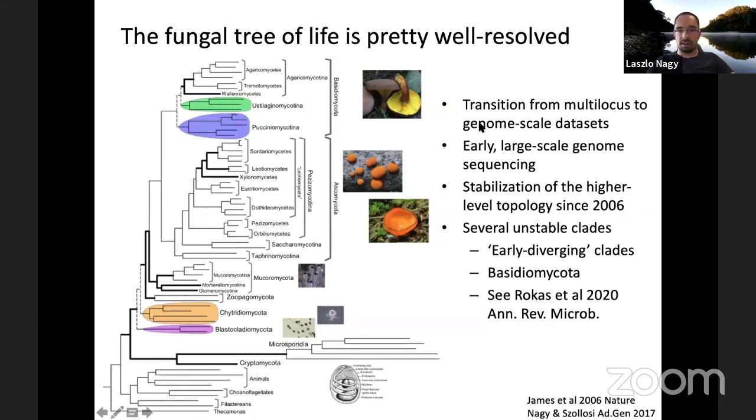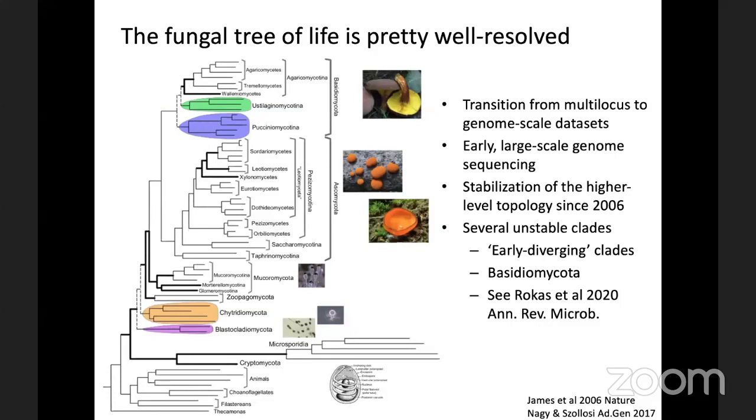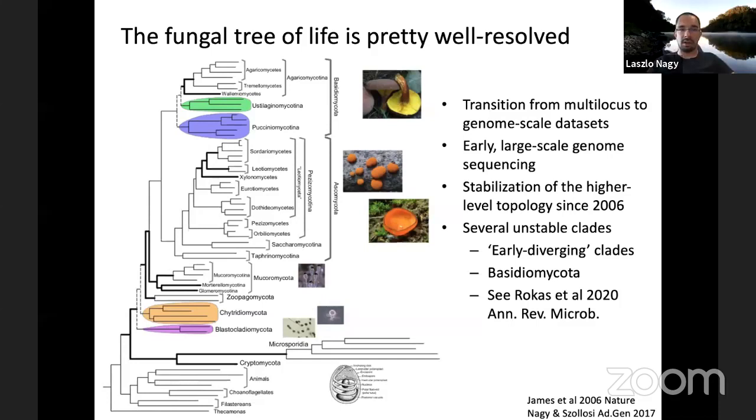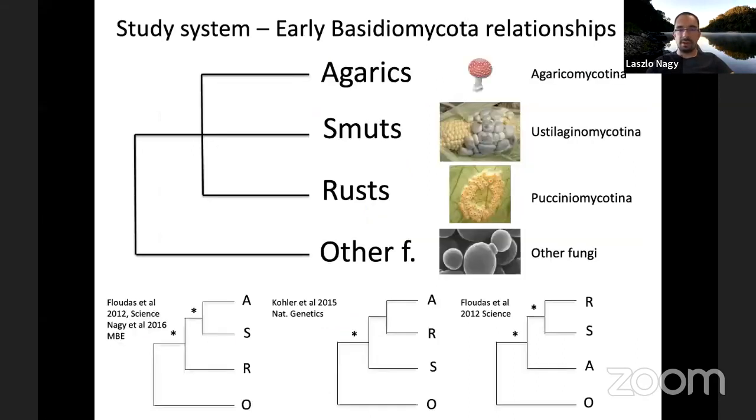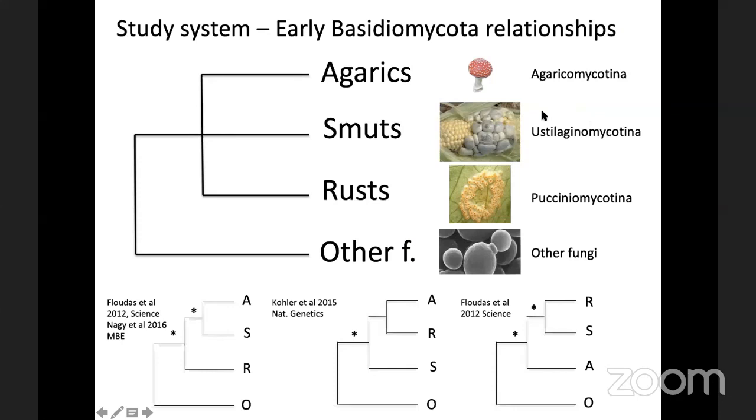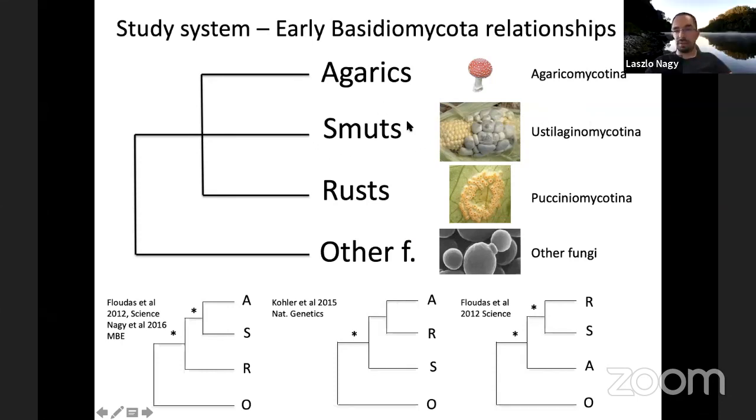One of them is our current study system, which you can see up on the top of this tree. It's the Basidiomycota, the mushroom-forming fungi, which is traditionally a hard-to-resolve clade of fungi. So this group contains three subphyla, which I'm gonna just simplify here. It contains the Agaricomycotina. It contains the Ustilaginomycotina, which I'm gonna call smuts. These are plant parasitic fungi that are maybe best known from the model organism Ustilago, which is corn smut.